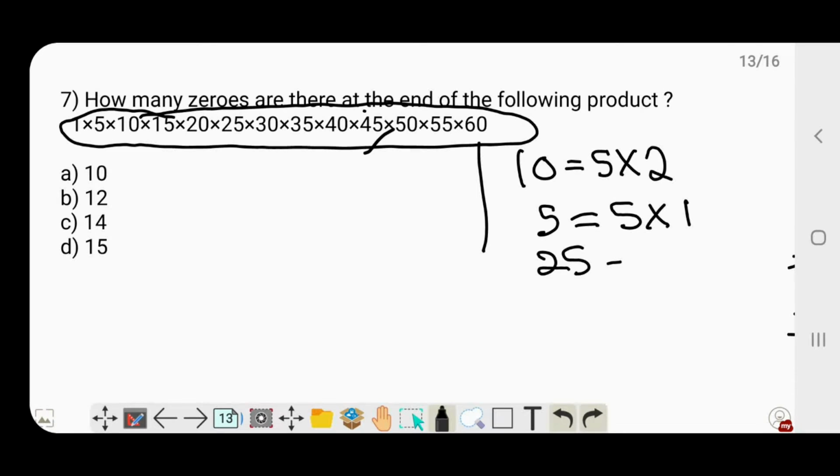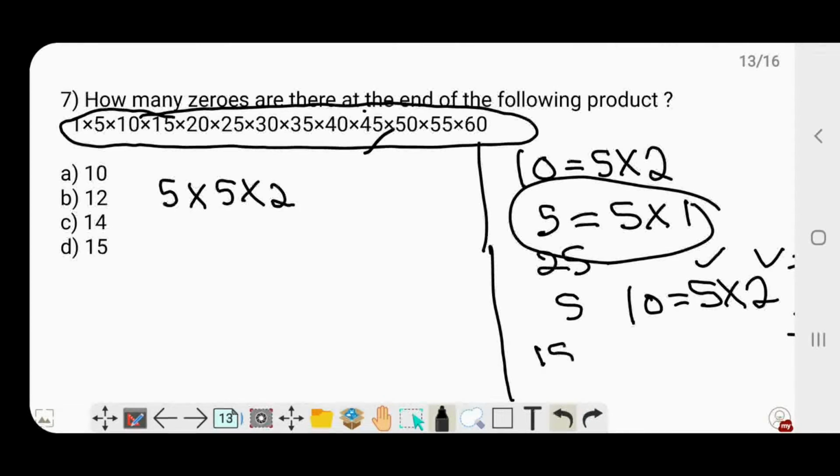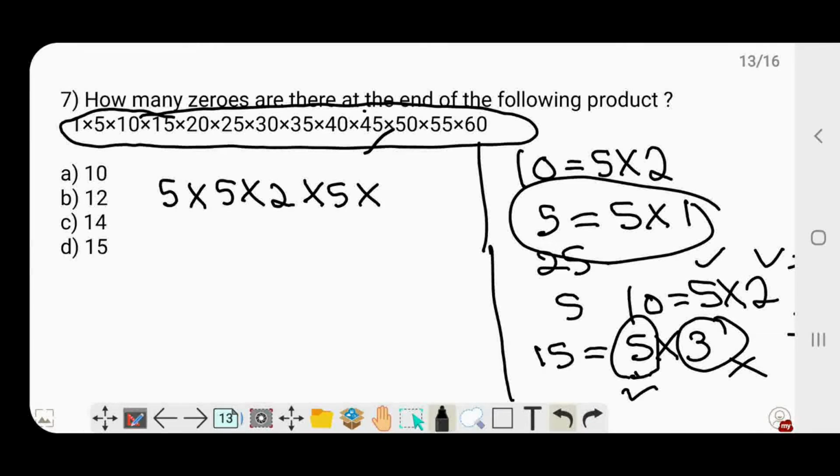So the first number is 5. 5 can be expressed as 5 into 1. So I'll bring that 5 over here. Next number is 10. So 10 can be written as 5 into 2. So we have one 5 and one 2. I'll bring it out over here, into 5 into 2. 15 can be written as 5 into 3. 3 is of no use for us. We need to focus on only 5 and 2. So we have only one 5 over here, which I will bring over here, into 5.